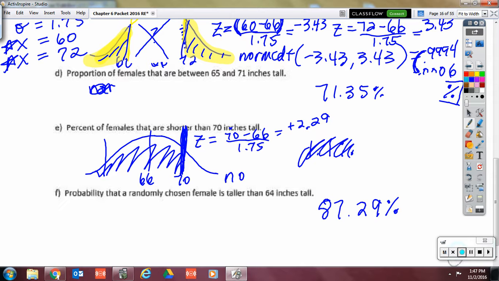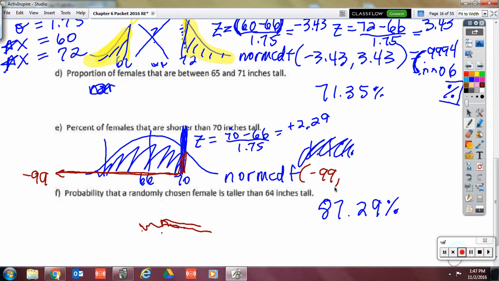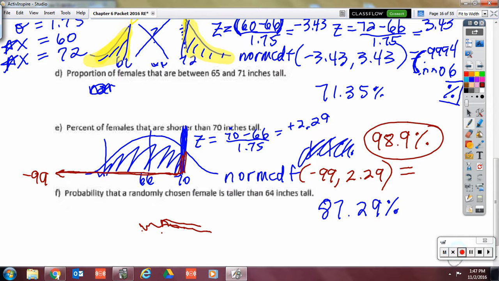So then I need to norm CDF. Okay, what is the lower bound, what's my lowest z-score? Good, negative 99 up to my 2.29. So it should be that. So it wasn't you, it was me. And then how much is that one? It's probably the opposite of that, right? Okay.